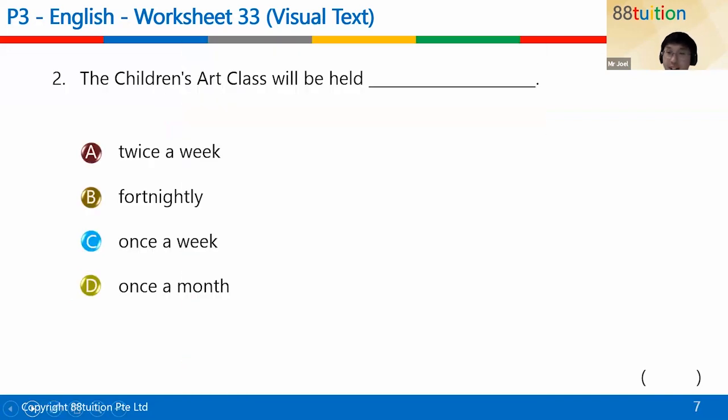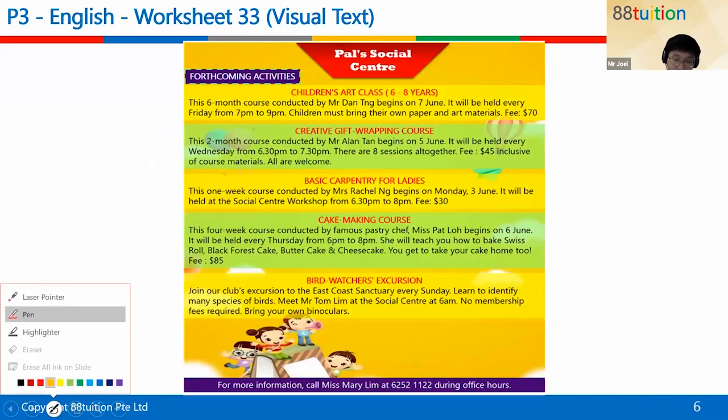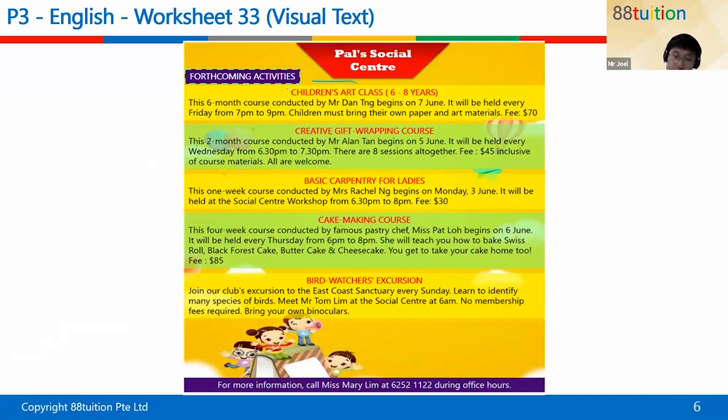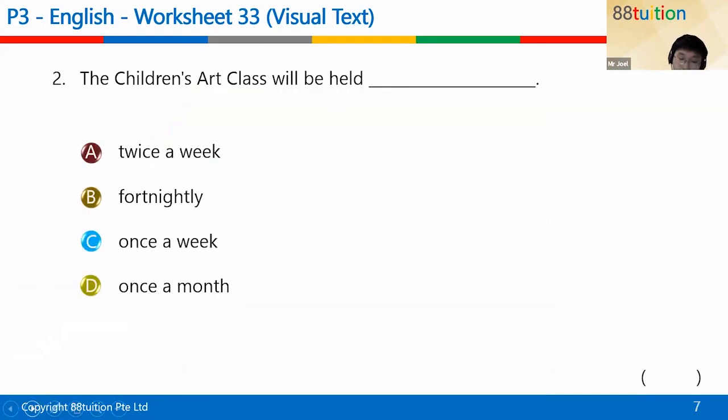The children's art class will be held what? Over here, look for the information, yeah? So let's have a look. Children's art class over here, right? That's what the question is asking us. Is it twice a week, fortnightly? Fortnightly means once every 2 weeks. That's called a fortnight. Once a week or once a month. Let's see, how often is it being held?